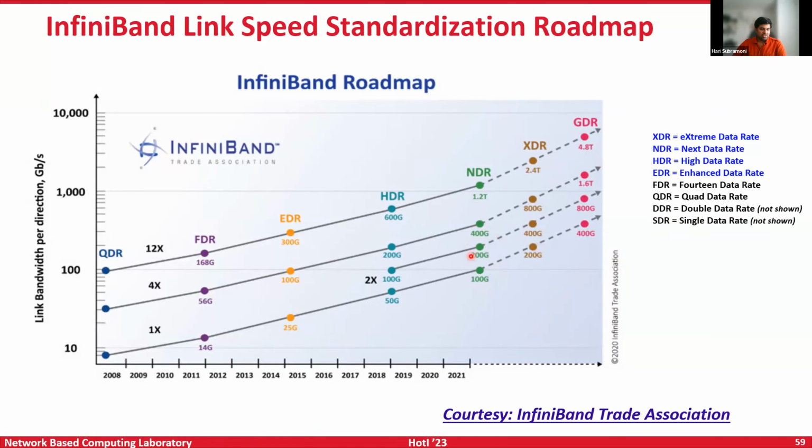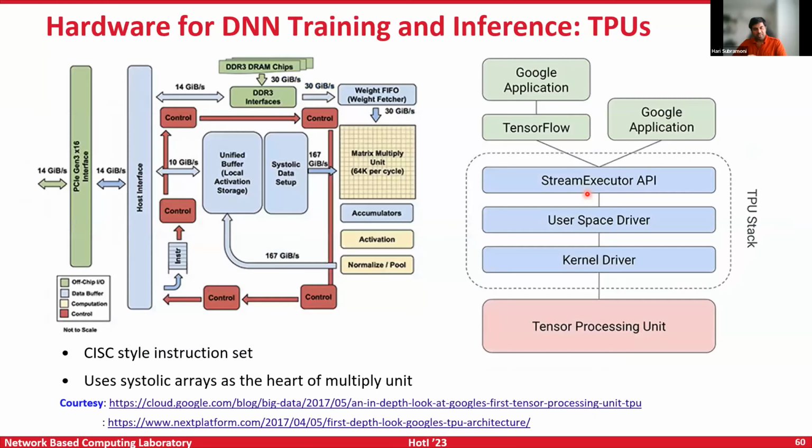And the next generation is going to be like 800 gigs. And the assumption is that in the next 5 or 8 years, we'll be crossing the terabit boundary as far as networking technologies are concerned. So with that brief foray into interconnects, let's take a look at some hardware which have been introduced over the last 5 to 10 years, specifically aimed at DNN training and inference.